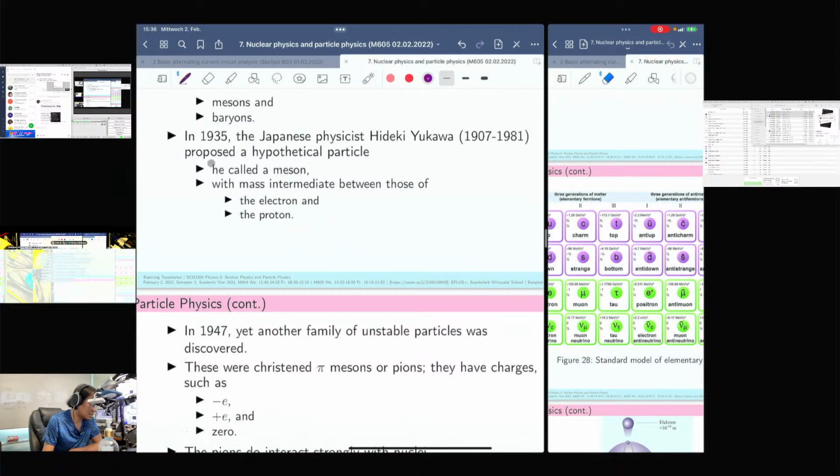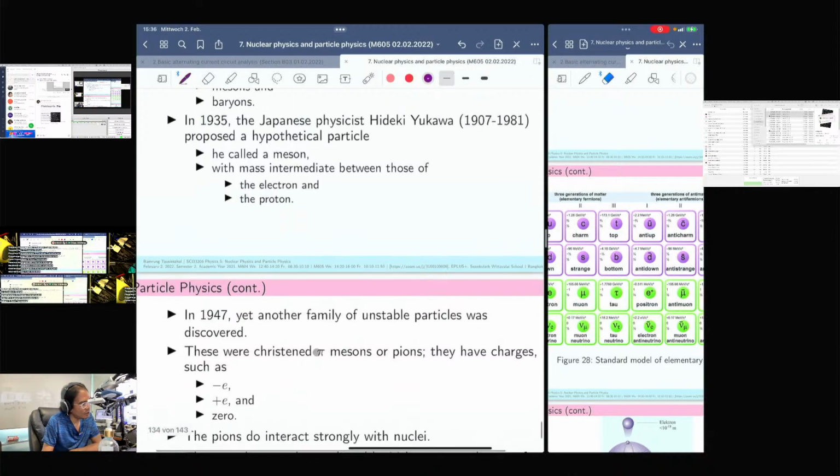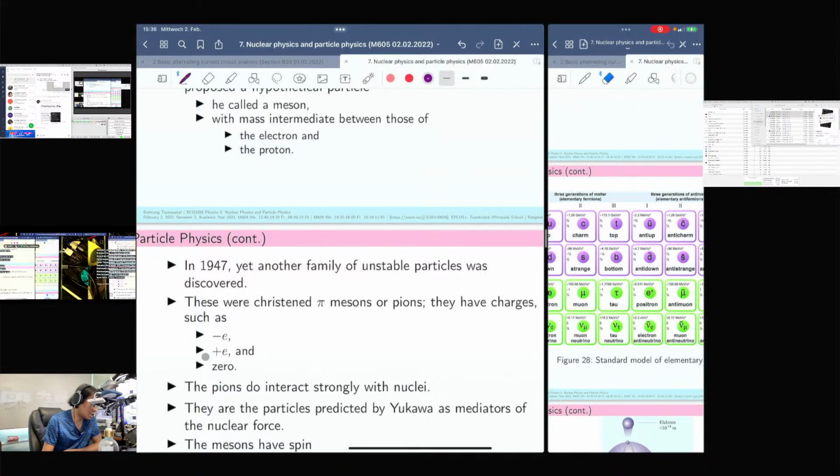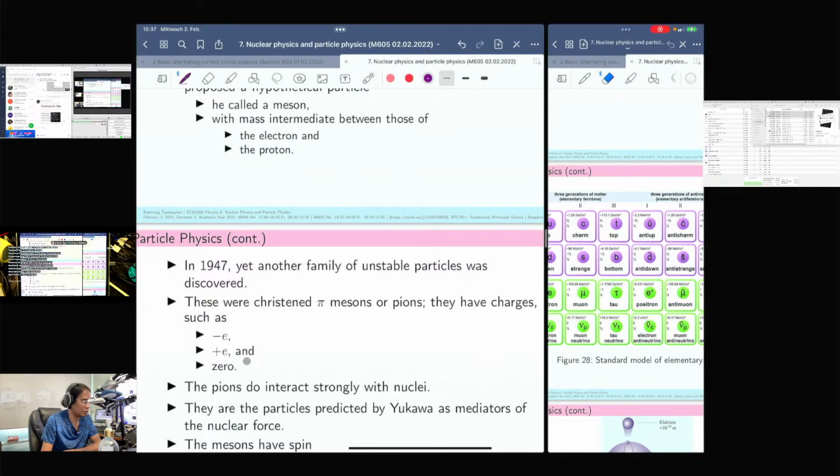Once he proposed this idea, in 1947 another family of unstable particles was discovered. These were called pi mesons or pions. Again they use the Greek letters. It's a meson, but it's pi, so simply speaking, we say pions. Pions have charges and even no charge. There are three versions of the pions. The first one is the negative charge version, which is pion minus. The positive charge, the same as electron, is called pion plus, and pion without any charge at all is called pion zero.